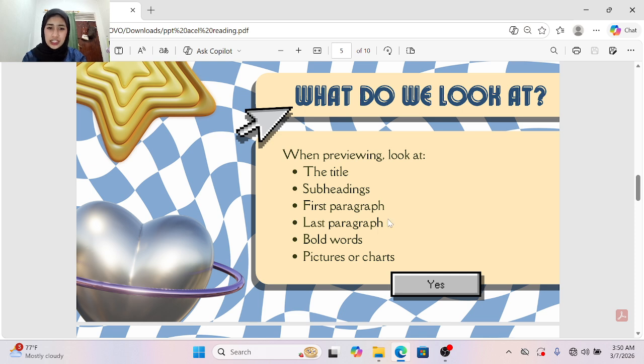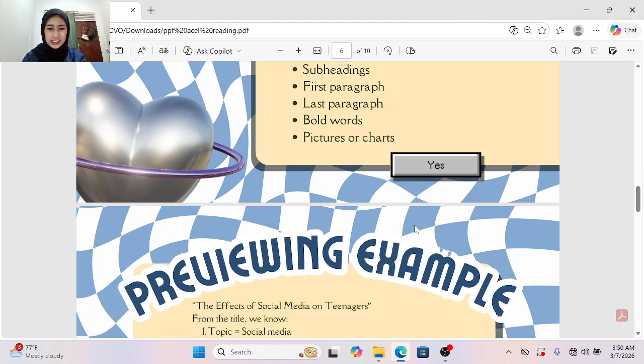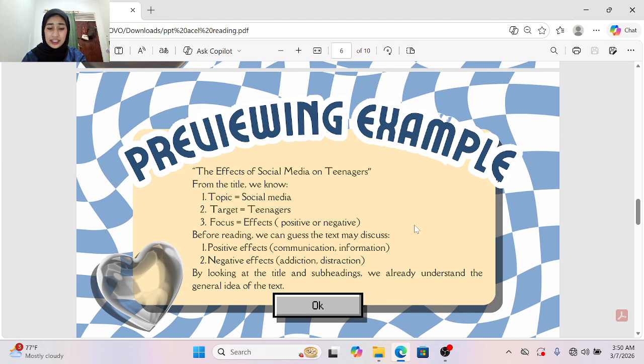And in addition, we should notice bold words, pictures, cards, or graphs. These parts give us important clues about the text. By doing this, we can quickly understand what the text is about. And the next slide is previewing example.